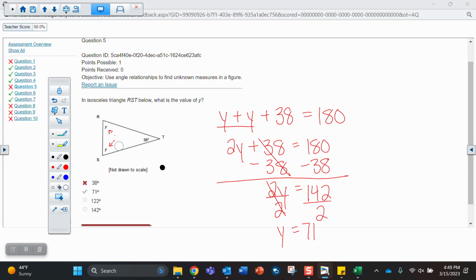Another way to think of this example, maybe if you weren't thinking about writing an equation, adding the three angles together, you could think, well, I'm going to subtract 38 from 180, and that's going to give me 142. So then these two angles together have to add up to 142. And if they're equal, then I can just cut 142 in half to get 71.